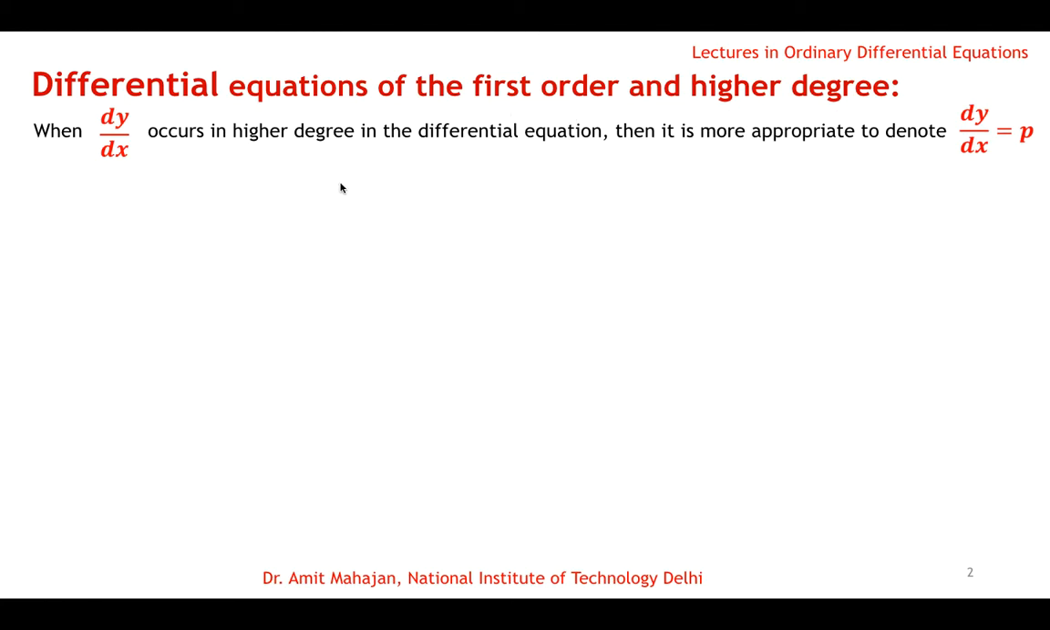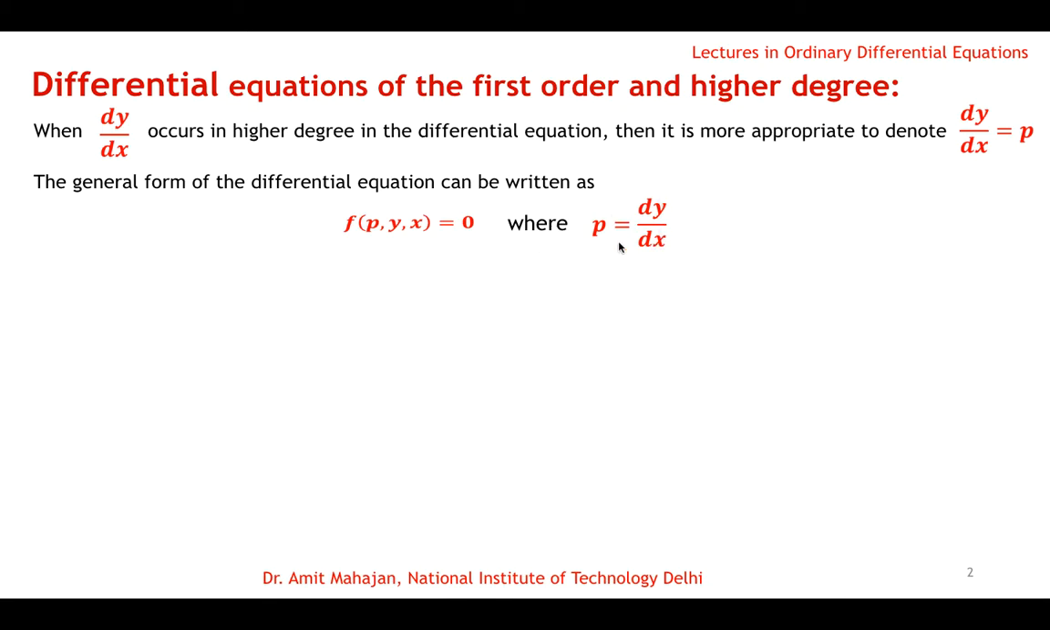First order means that the highest derivative is still dy by dx, but there are powers of dy by dx. So it can be dy by dx whole square, whole cube, and so on. So we will denote dy by dx by symbol p. So the general form of the differential equation will be some function of p, y, x is equal to 0, where p is dy by dx, and because the degree is higher, the differential equation is always non-linear.